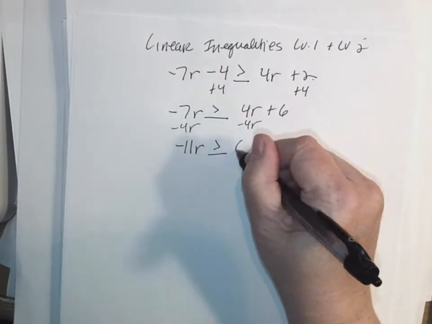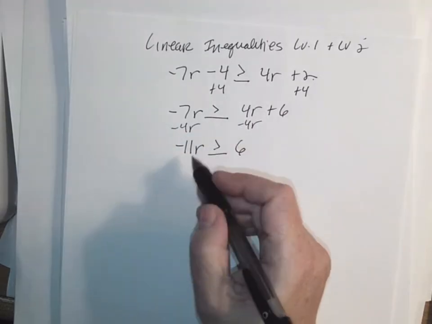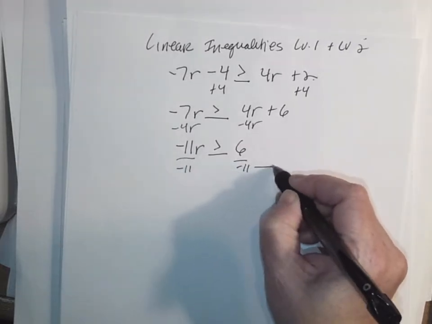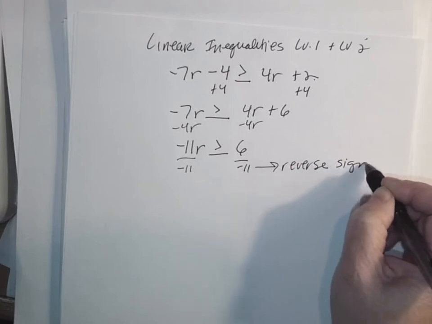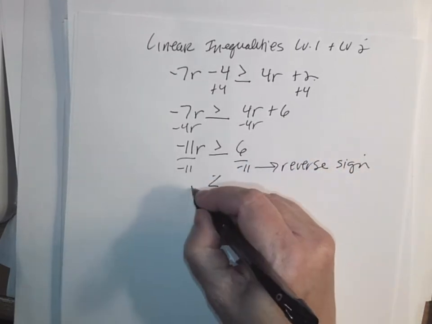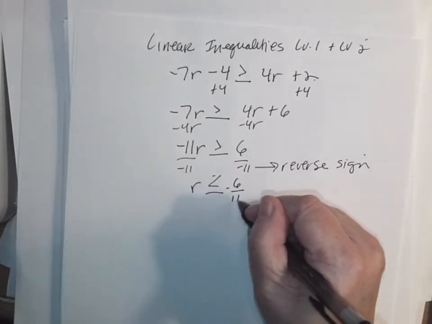All right, now to isolate this r, I need to divide both sides by negative 11. Don't forget I had to reverse the sign because of it. So this becomes less than or equal to r, a negative 6/11. And that is the answer to that solution.